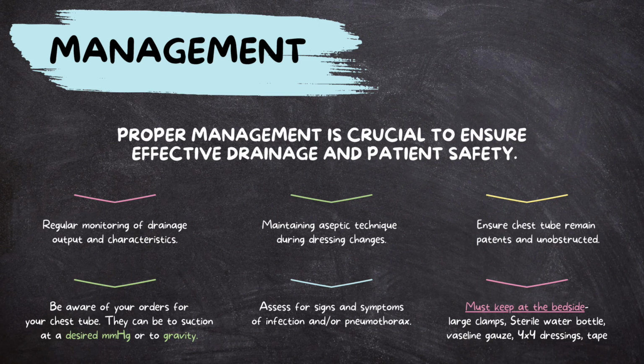And then a biggie for me is always keeping the supplies at the bedside that you might need. Now, that's not saying that you have to have them and you're going to use them, but it's better to be prepared than unprepared. Trust me on that. So, you need large clamps, a sterile water bottle, Vaseline gauze, 4x4 dressings, and tape. And we're going to talk about why you need those specific things here in just a second. But I just want you to look at this and say, these are the things I need in taking care of this chest tube.